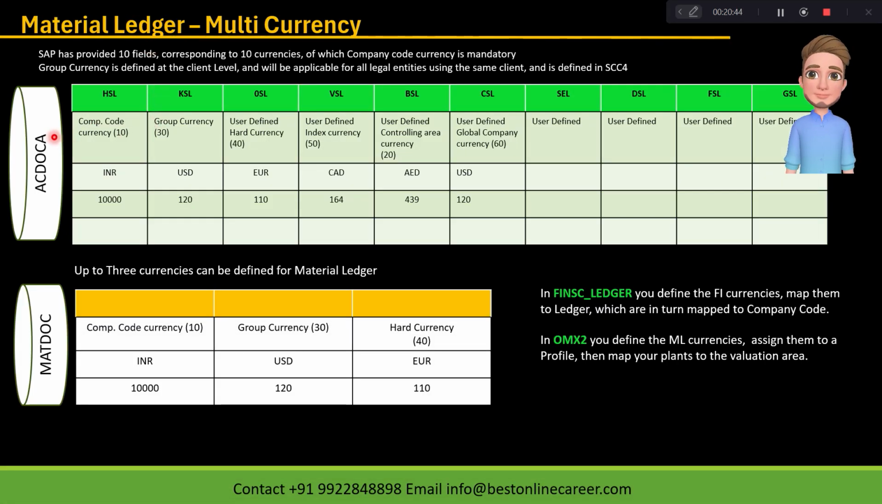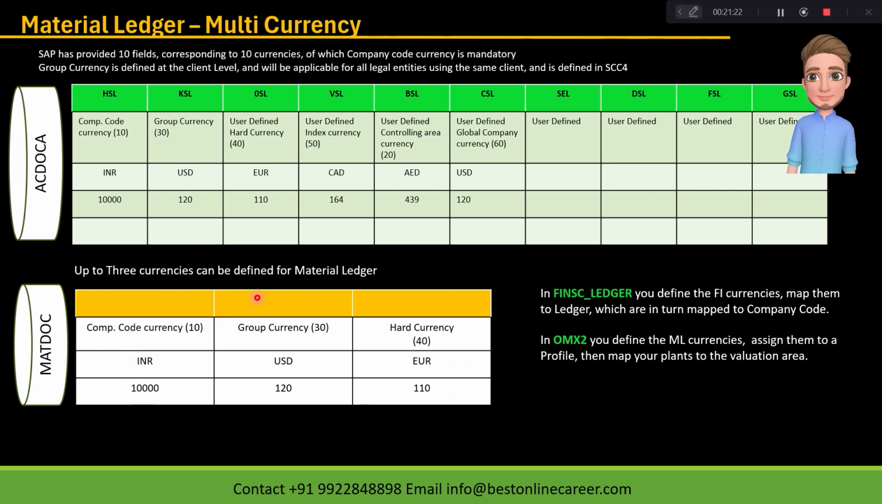So we have understood in FI you have 10 different currencies. In material ledger you have 3 different currencies. This is configured in OMX2. Now to this material ledger you will map a valuation area, and to that valuation area you map plants, because your material is always created in reference to a plant. Because to the plant we have assigned this valuation area, and that valuation area definitely is mapped to a valuation profile. That profile picks up these three currencies.